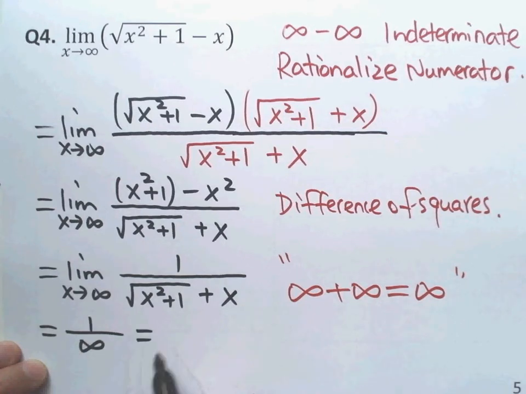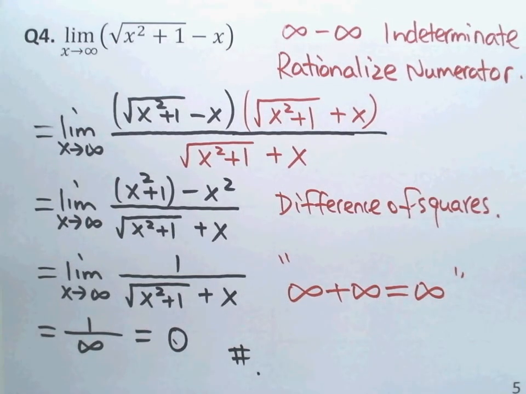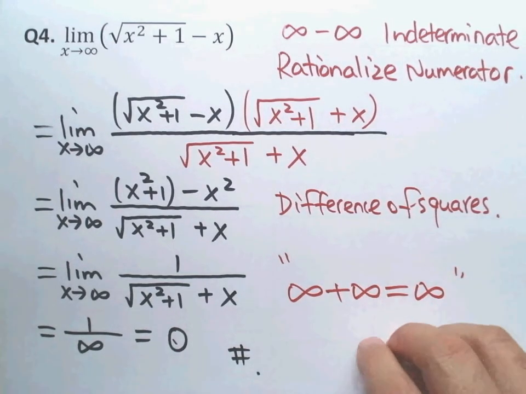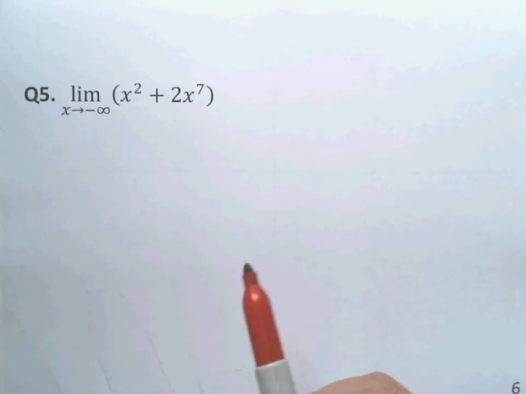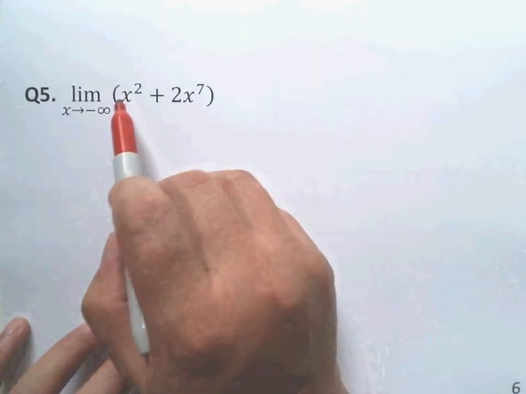So what do we get? We get 1 over infinite. 1 over infinite, remember, the result is 0, right? So that's the result, 0. And this is 1. And look at another one.